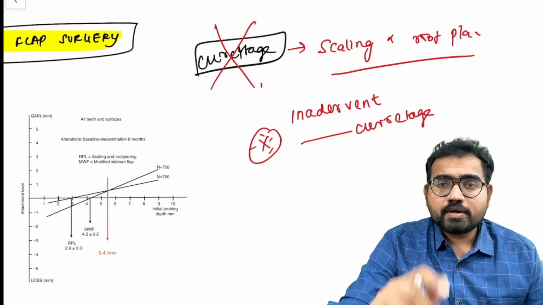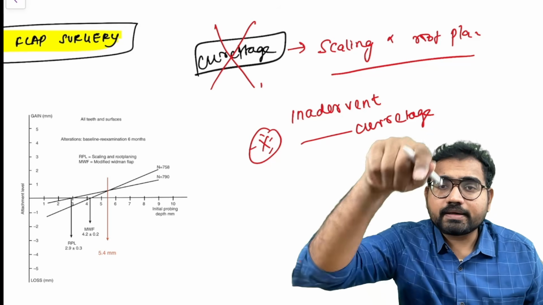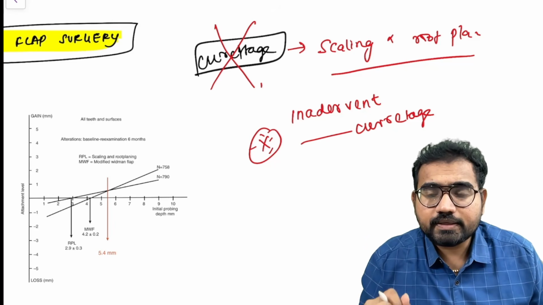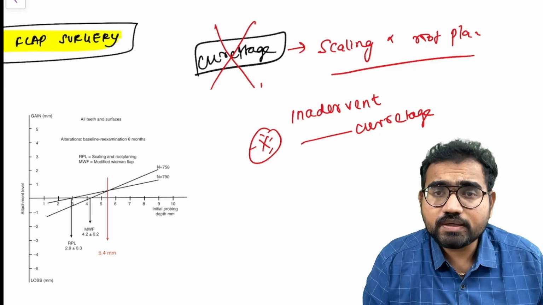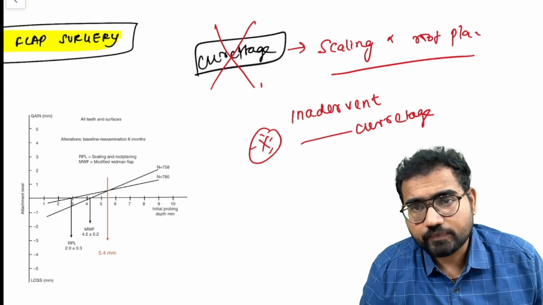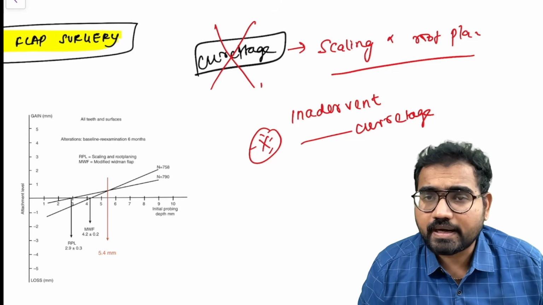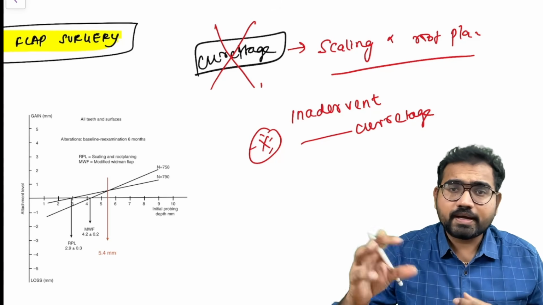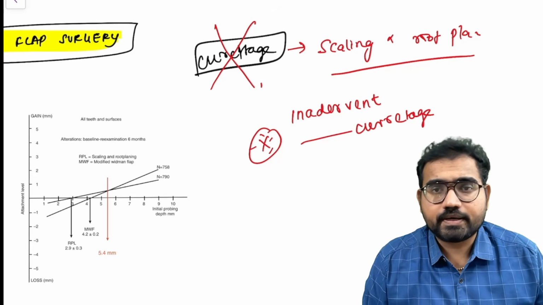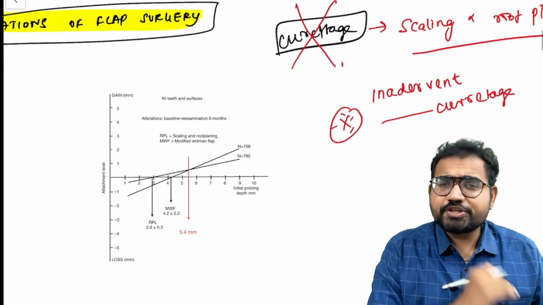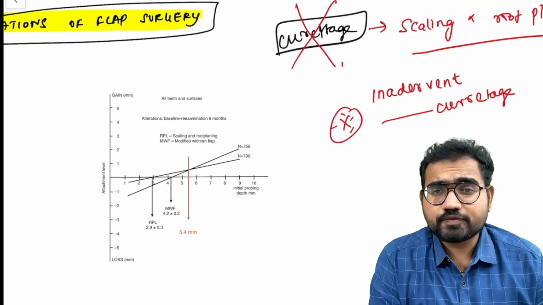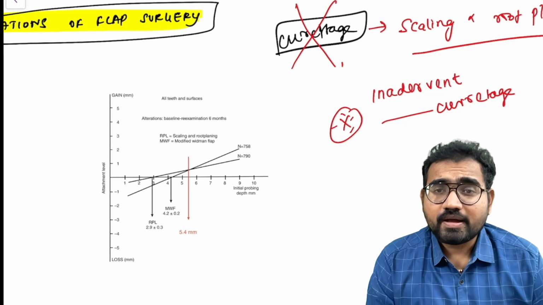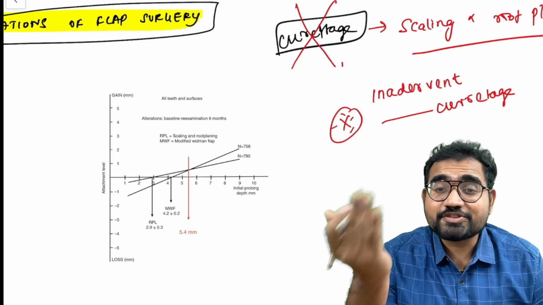So what they found out is that scaling and root planing fulfills the entire criteria of removing the local factors, removing the endotoxins and the contaminated cementum, as well as removing the pocket lining and the granulation tissue. So the curettage term was removed and the scaling and root planing term was introduced. Fine. Now, which cases ideally go for flap surgery, which cases need only scaling and root planing, and in which cases is even scaling and root planing not needed?